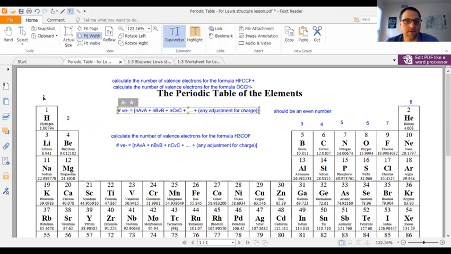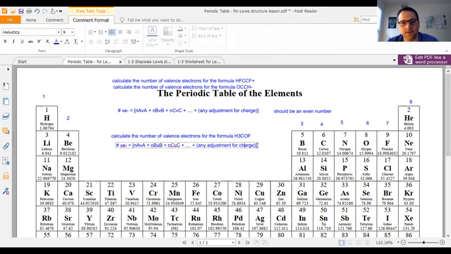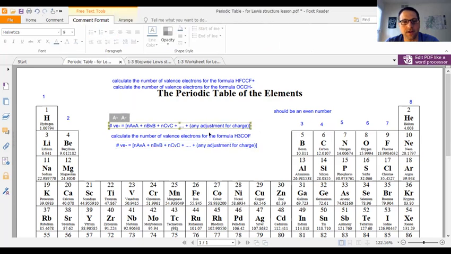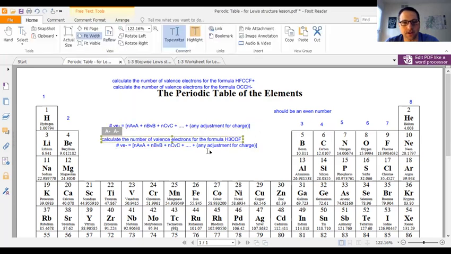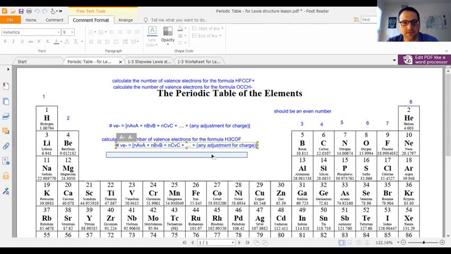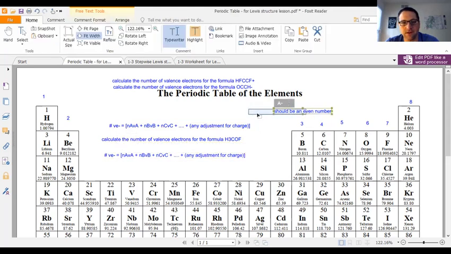To do this, we have to have the column numbers. So I already typed them in there this time rather than handwriting with the mouse. Column 1, vertical column 2, vertical column 3. I hope you're following, vertical column 5. So now we're on the periodic table. And right now we're learning about valence electron count, this calculation. So let's give it a try. Here's the calculation here. And here's the problem. Calculate the valence electrons for H3COF. This should be an even number. Put that there and let's try it out.